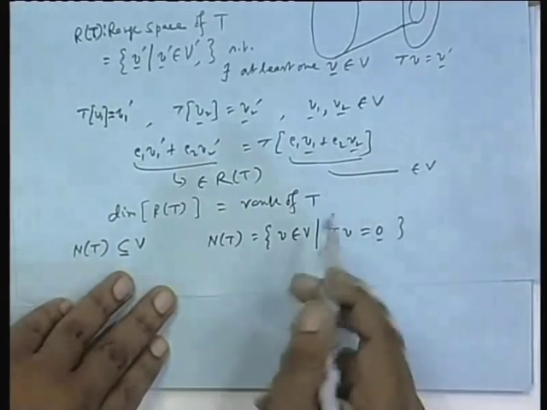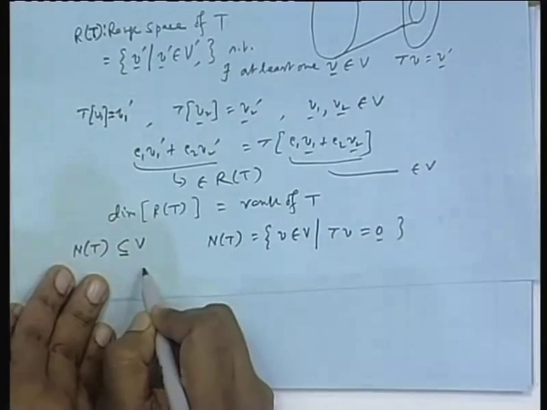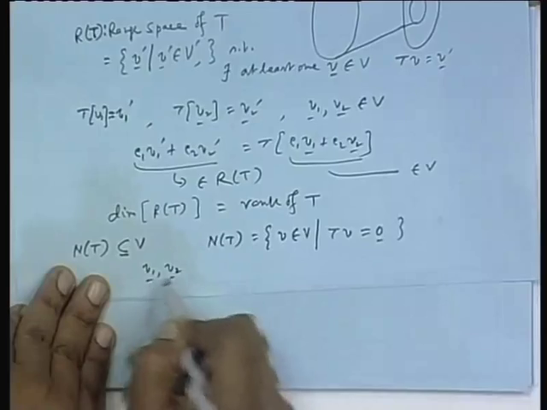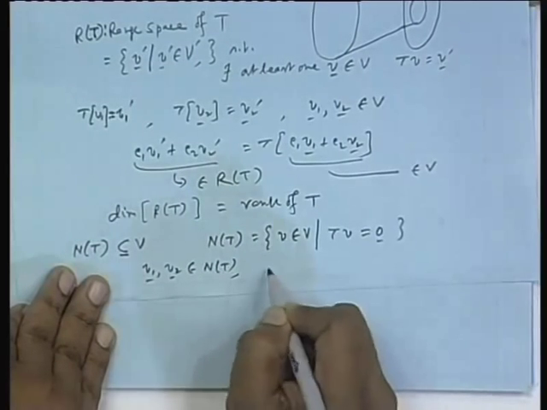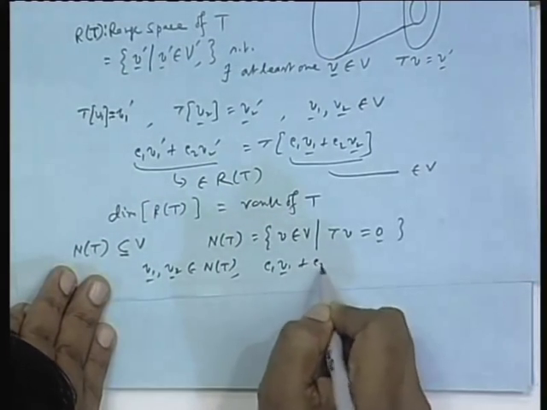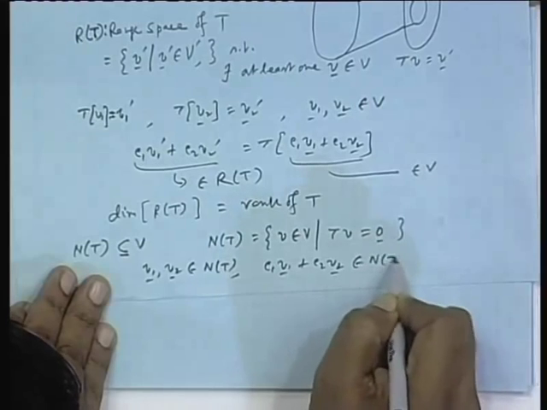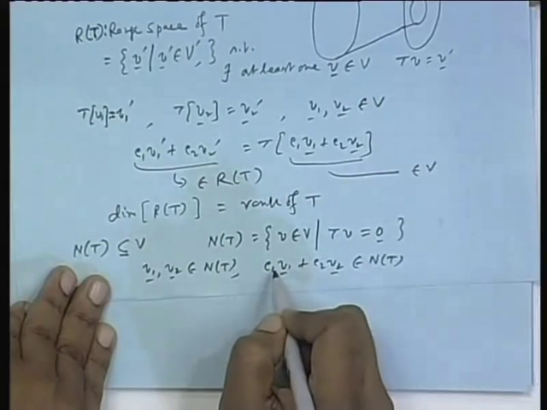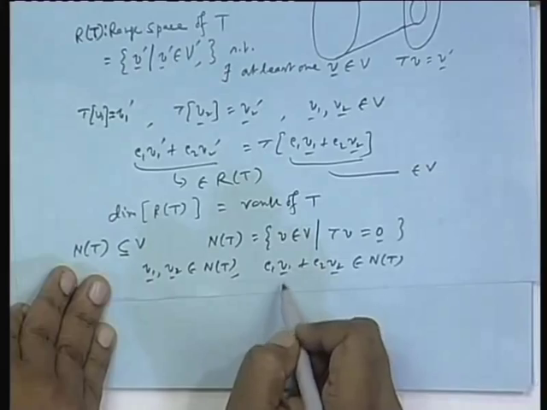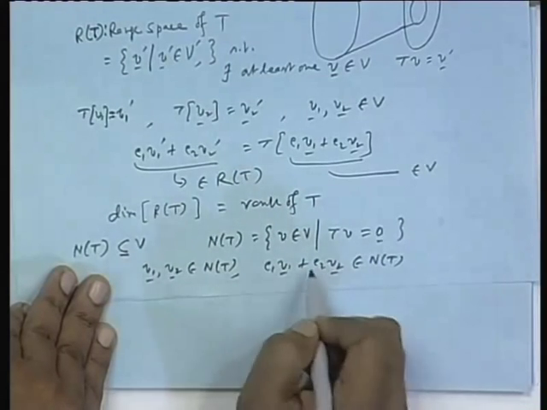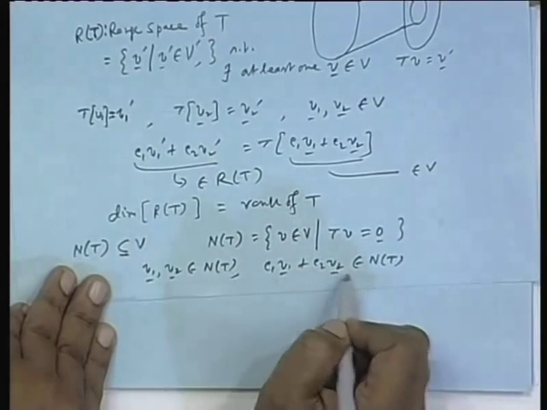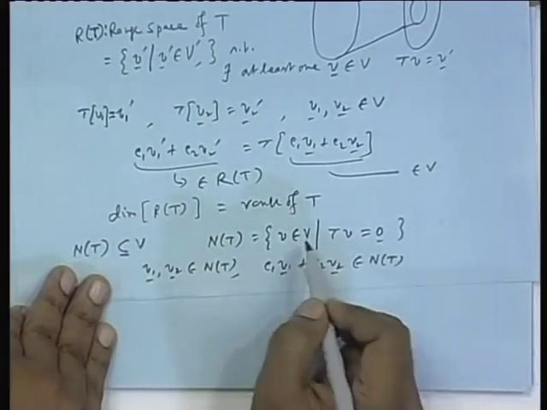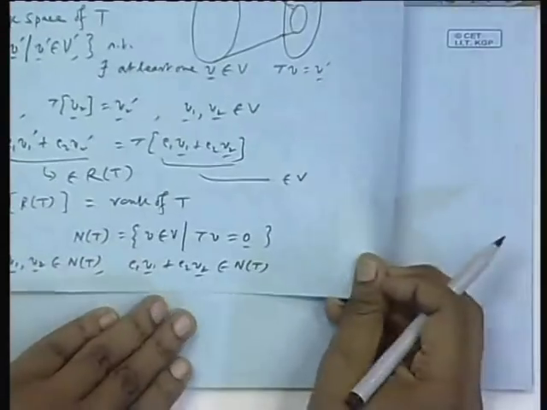It is a subspace because if you take V 1, V 2 element of N T, then obviously C 1 V 1 plus C 2 V 2 is also an element of N T, because if you apply T over this vector, T is linear. So, you can apply T over V 1 which is 0, T over V 2 which is 0, and the summation is 0, which means C 1 V 1 plus C 2 V 2 also belongs to N T, which means N T is a subspace and it is called a null space.